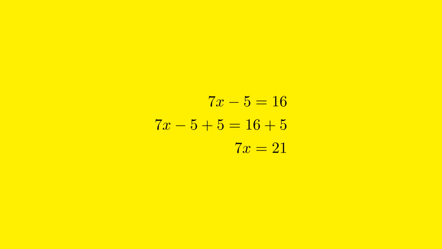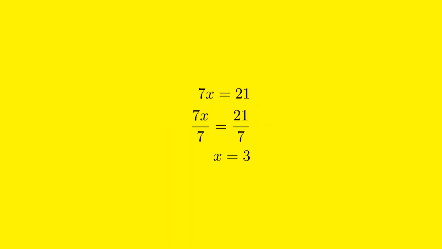Our equation currently is 7x minus 5 equals 16. By adding 5 to both sides, we now have 7x minus 5 plus 5 equals 16 plus 5. On the left side of the equation, minus 5 and plus 5 cancel each other out. This leaves us with just 7x. On the right side of the equation, 16 plus 5 is equal to 21. So after this step, our equation is simplified to 7x equals 21. We add 5 to both sides of the equation to isolate the variable term.